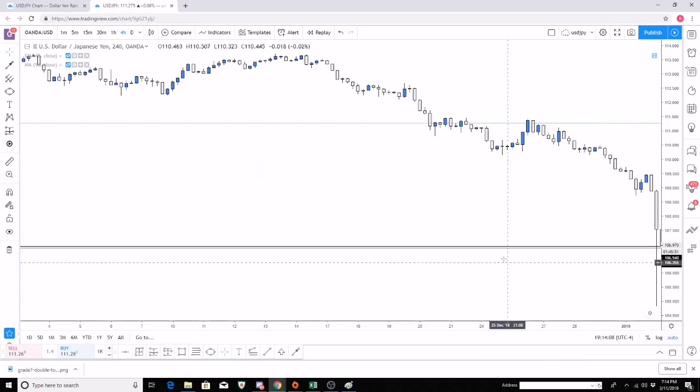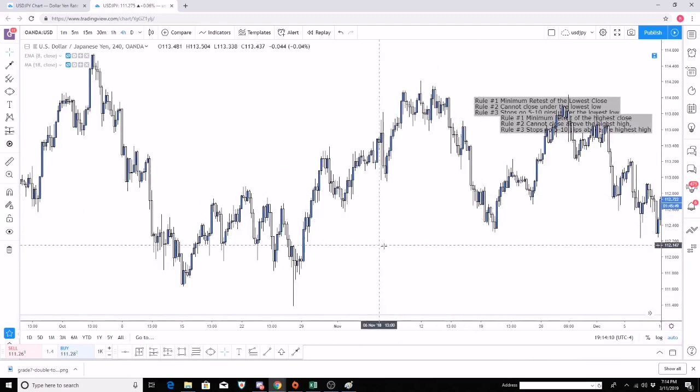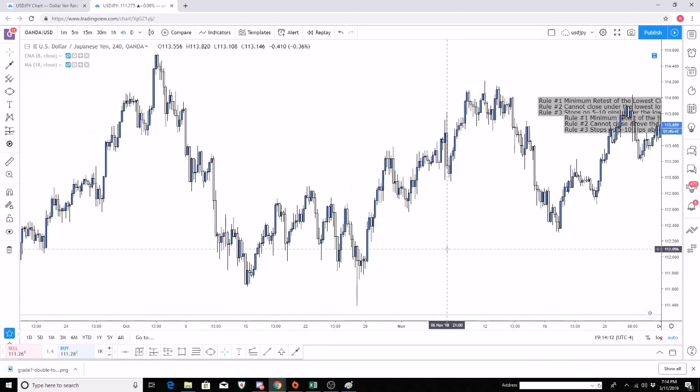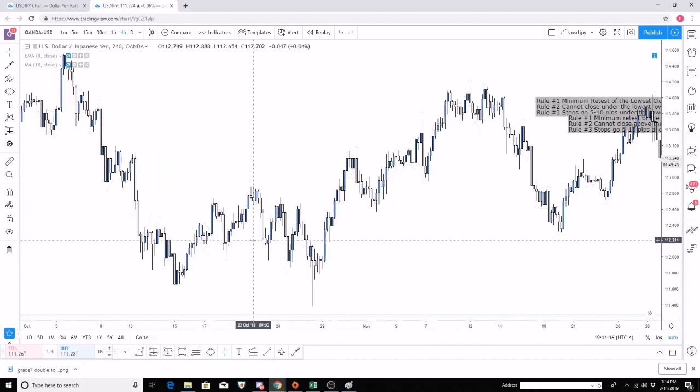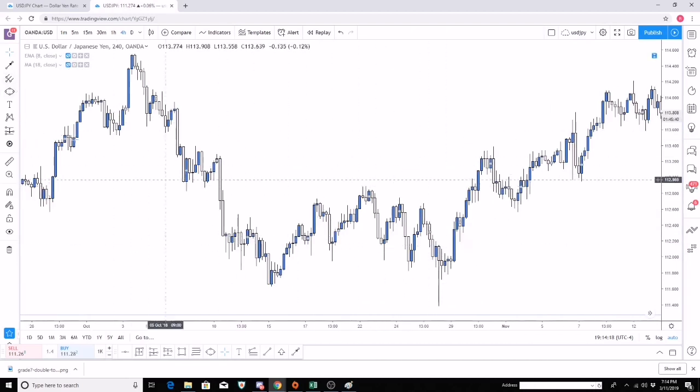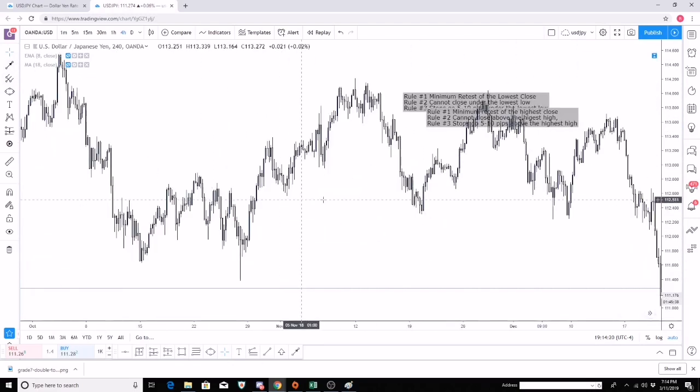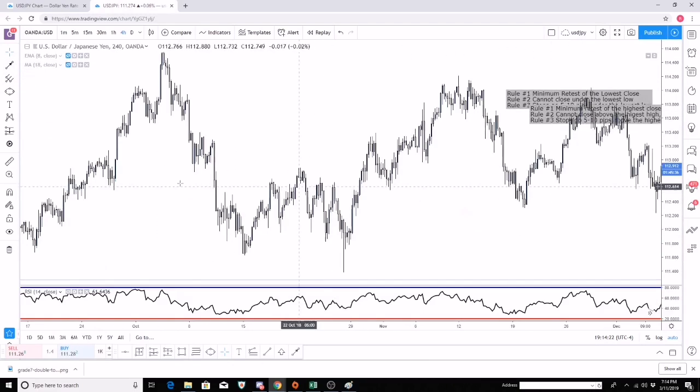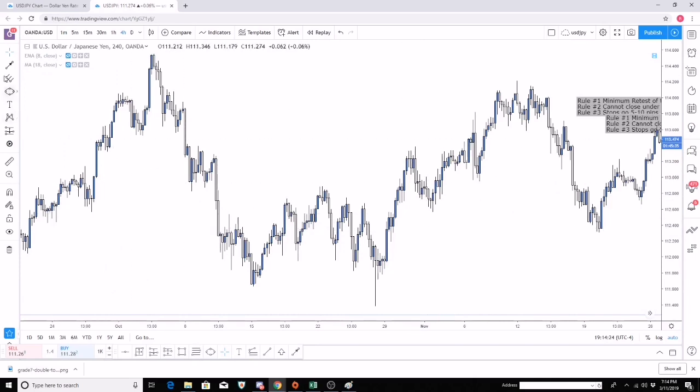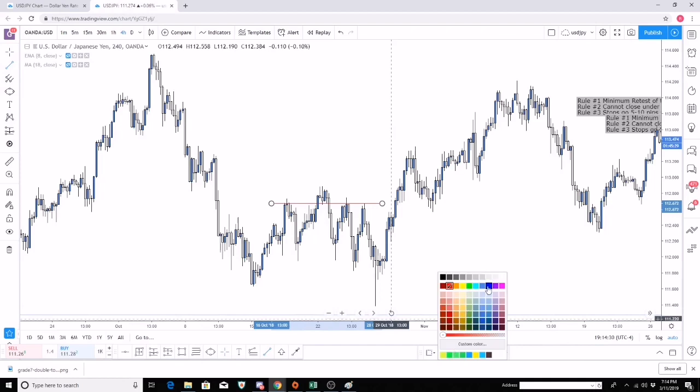Now I'm going to see if I can find an example of another double bottom pattern here as well. Right here would be an example. Okay, let's do this here. Right, let's do the double top. So I'm going to grab these two lines. I deleted them. Okay, so we have our highest close here. We have our highest high right here.